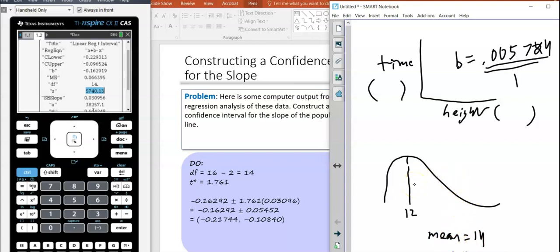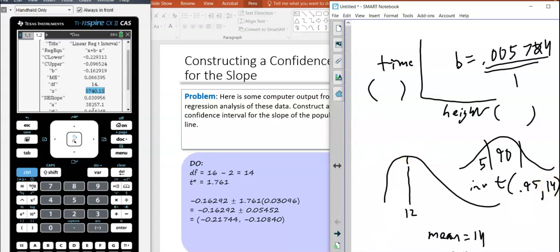So how do you find the t critical value? We've done that before. This would be 90%. If 90 is in the middle, there's 5 to the left. So you use the inverse t command and put in 0.95, comma, the degrees of freedom, which is 14. That should give you the number 1.761.